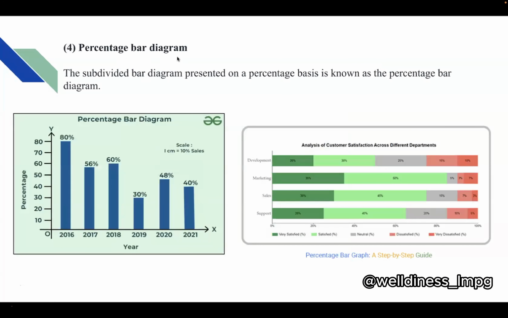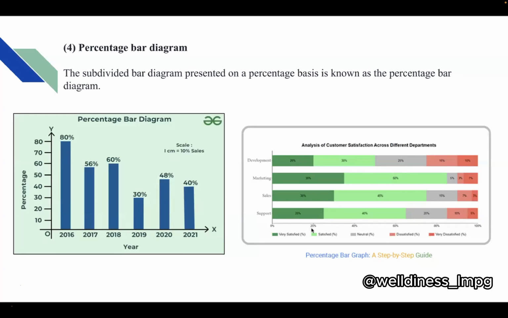Now, percentage bar diagram. The subdivided bar diagram presented on a percentage basis is known as the percentage bar diagram. So this is a perfect representation of what I just read here. If you look at this, it's also a subdivided bar diagram. But why this is a percentage bar diagram and not just an ordinary subdivided bar diagram is that this time we're using percentage to represent.